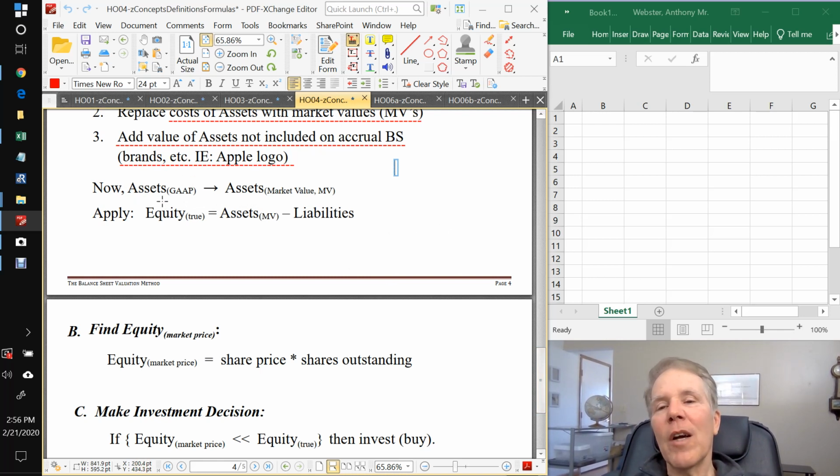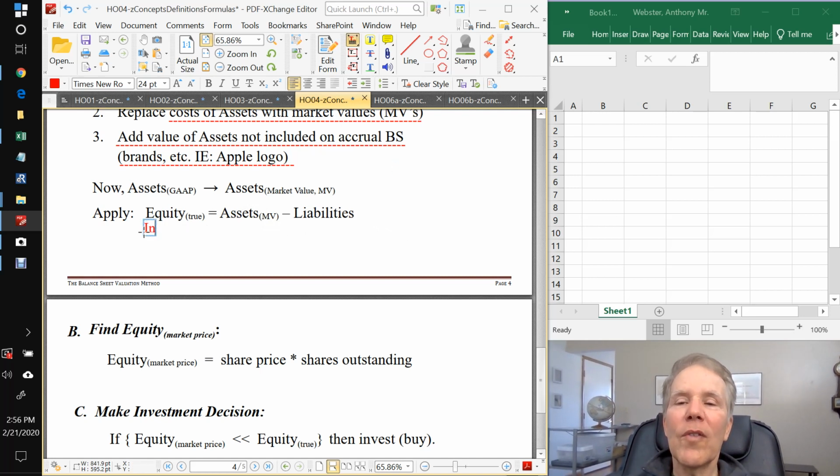Okay, so once we've done that, we've morphed our assets from this crummy thing to estimate a company's worth into something much better, and that allows us to say our estimate of intrinsic value is equal to the assets at market value minus the liabilities. So equity true is our estimate of intrinsic value.